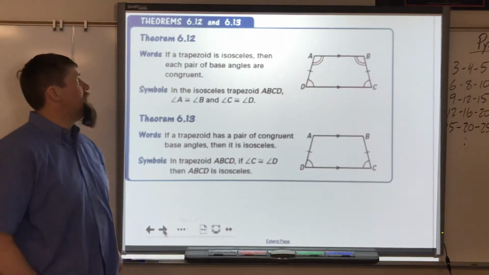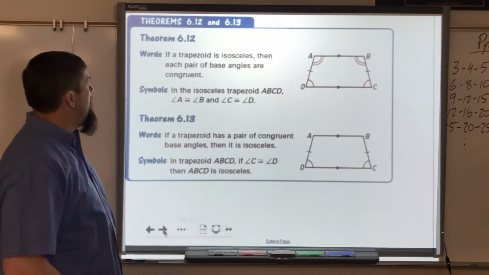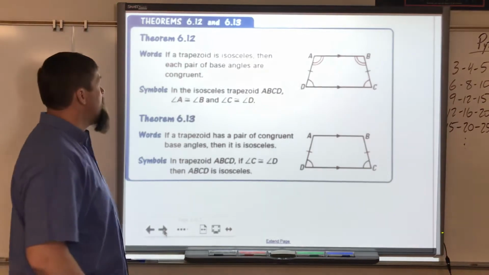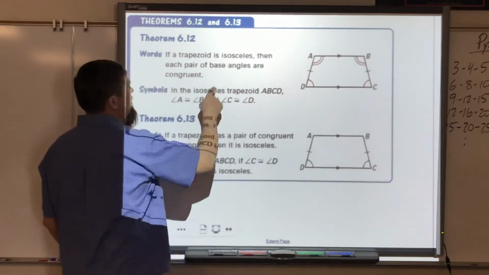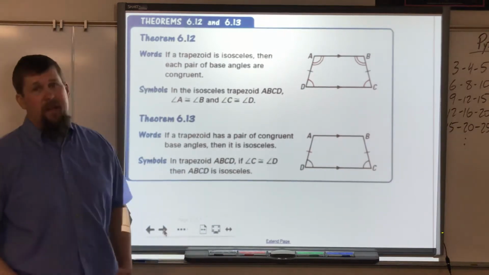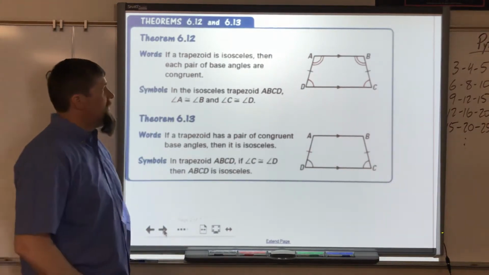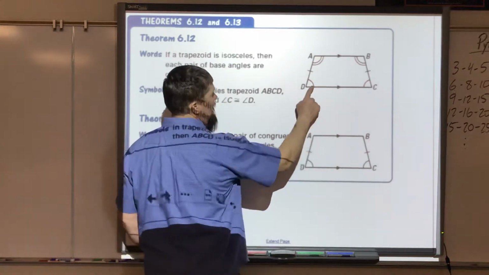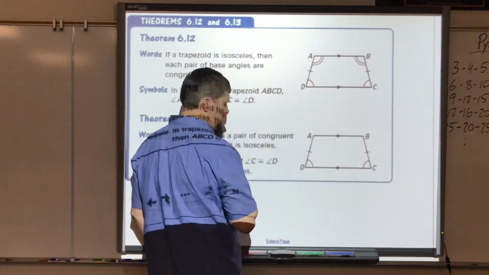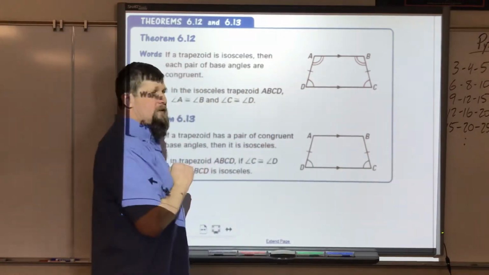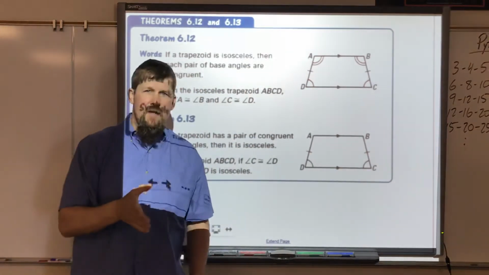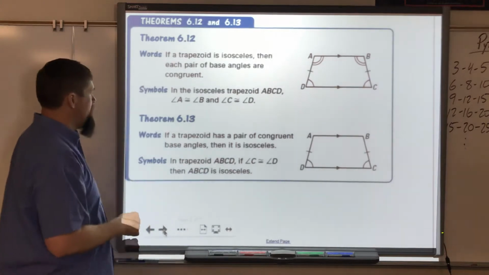Here's a theorem on an isosceles trapezoid. If a trapezoid is isosceles, then each pair of base angles are congruent. So as you can see here, D and C are congruent to each other. A and B are congruent, but only if it's an isosceles trapezoid.